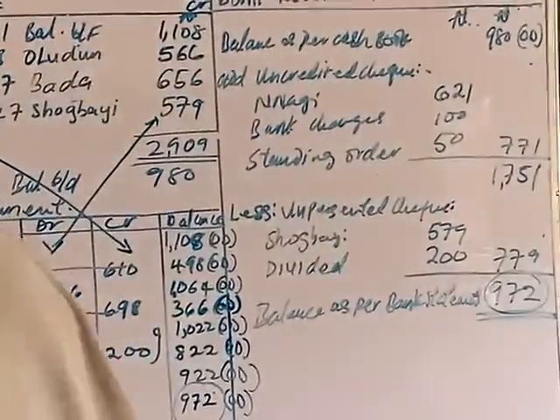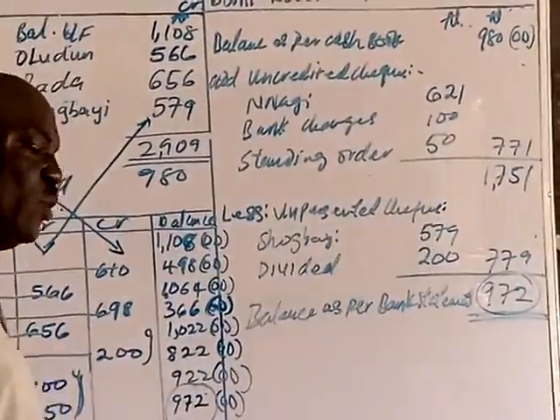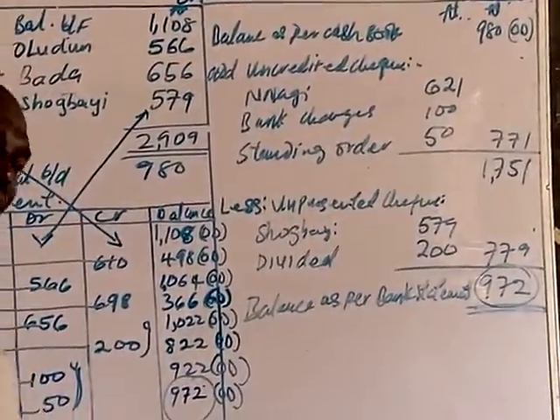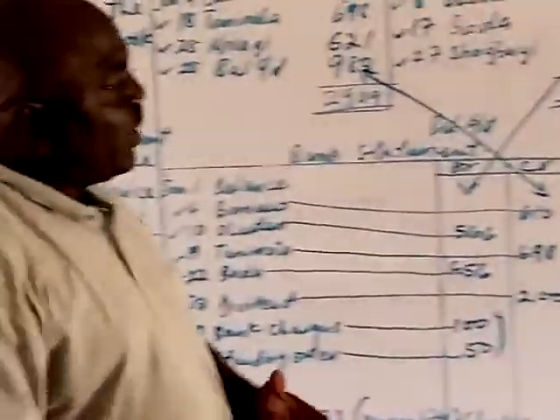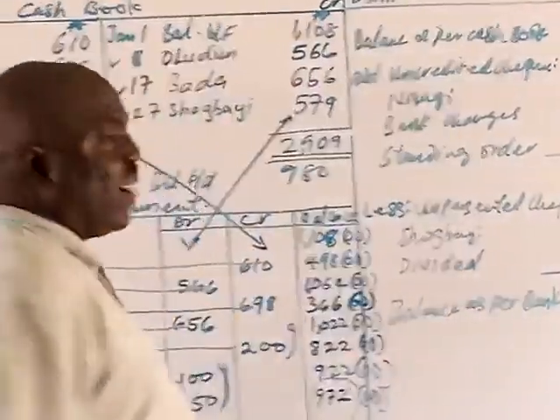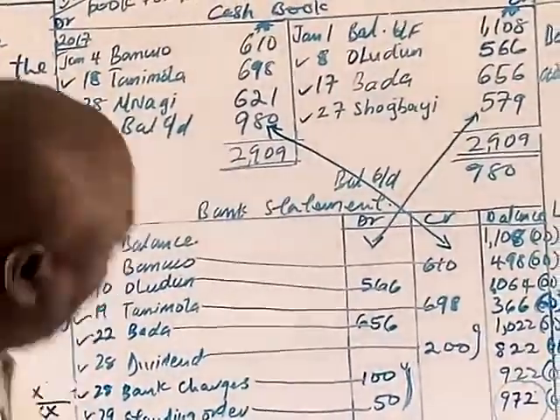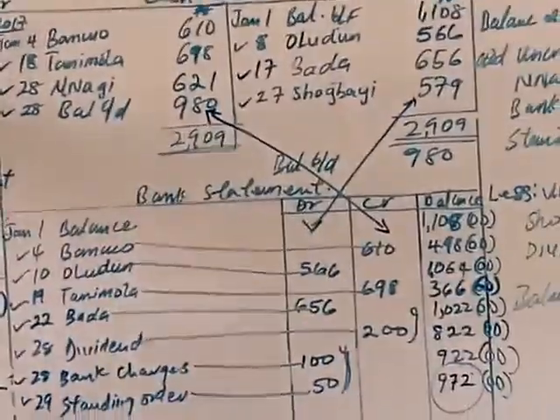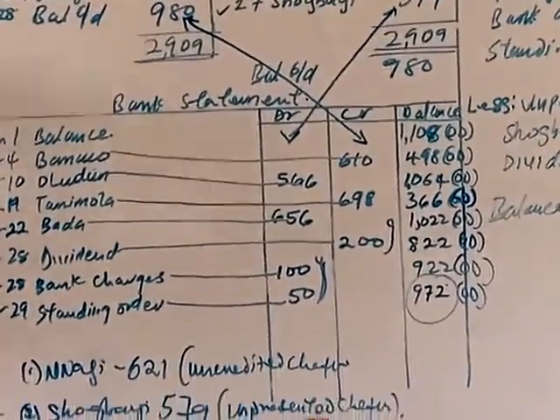Now, we want to use the second method, whereby we will prepare our adjusted cash book, and from there, we will now prepare our bank reconciliation statement. Now, we'll do that now. We want to prepare our adjusted cash book.